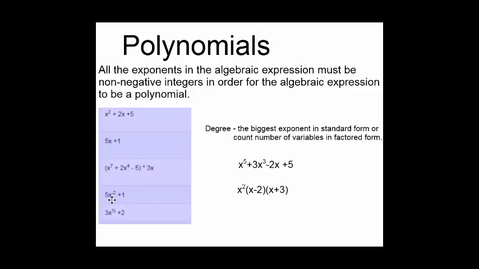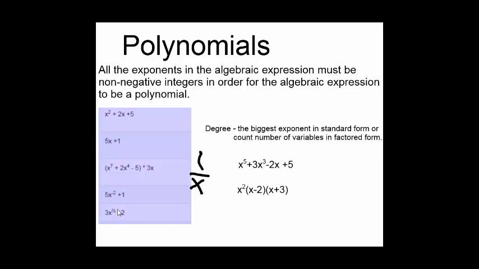Now notice here, we have a negative exponent, so that makes it not a polynomial. And also remember that if you have something like 1 over x, that's the same thing as a negative exponent. So that is not a polynomial either.